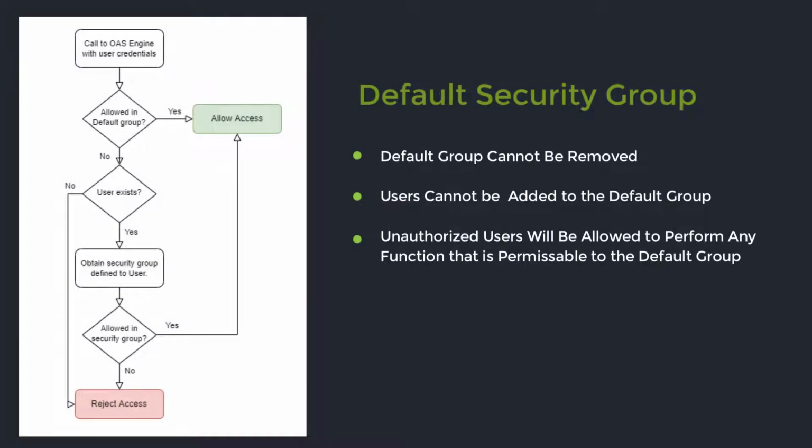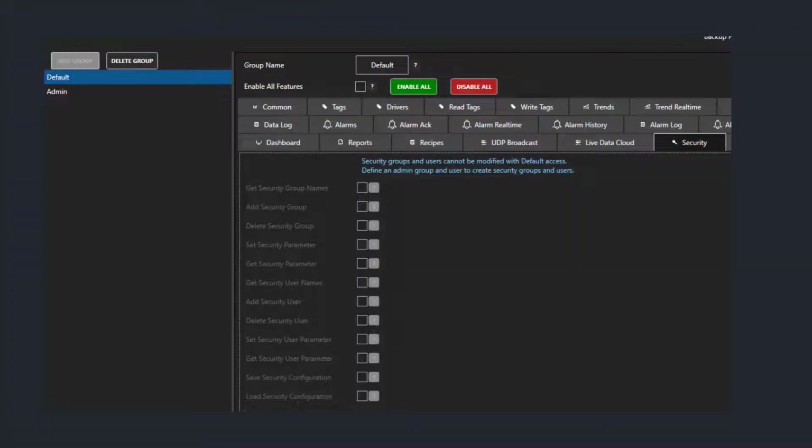OAS has a default security group that cannot be removed. If a call is made to the service and it is allowed in the default group, user authentication is not required. If the function is not permissible to the default group, OAS prompts the user to log in and then checks to see if the group the user belongs to is allowed to perform this function. It is important to note that if a user fails login or is not authenticated, they will be allowed to perform any call that is permitted by the default security group. It is also important to note that the default group is always denied access to configuring security.